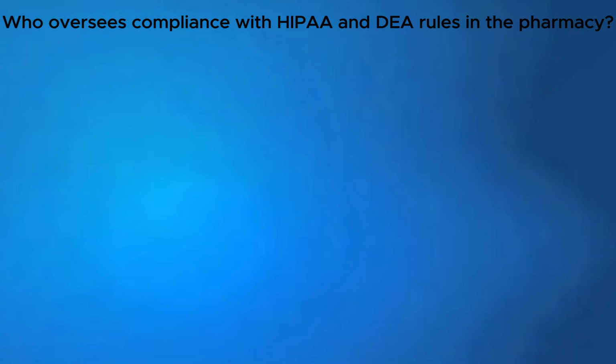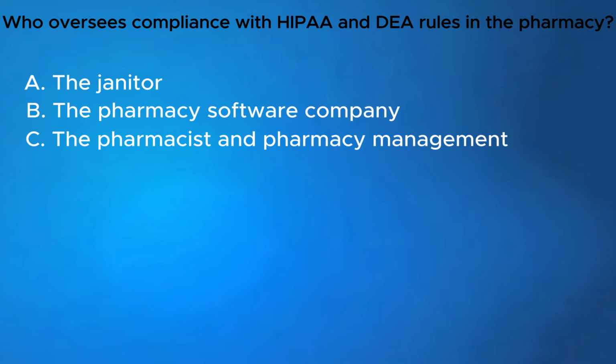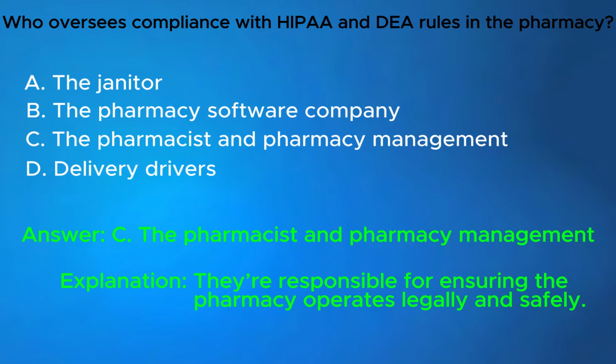Who oversees compliance with HIPAA and DEA rules in the pharmacy? The janitor, the pharmacy software company, the pharmacist and pharmacy management, or the delivery drivers? The answer is C, the pharmacist and pharmacy management. They're responsible for ensuring the pharmacy operates legally and safely.